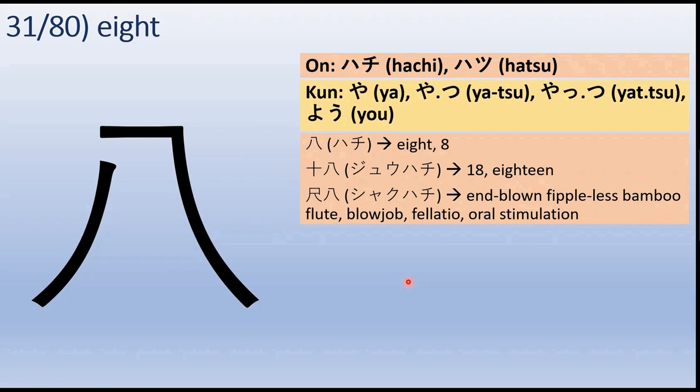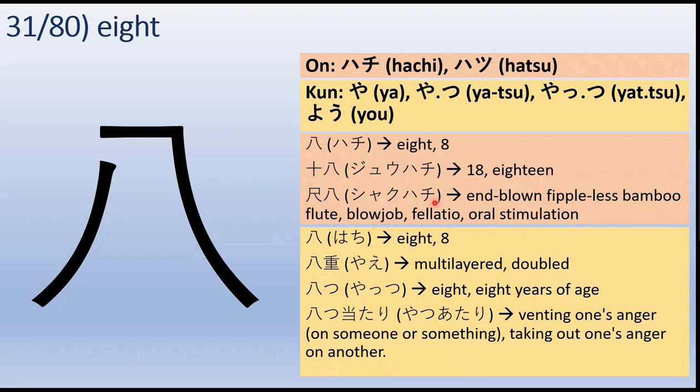Hachi means 8. Ju-hachi means 18. Ju is 10 and hachi is 8, so this makes it 18. We have seen this while studying the numerals and counting chapter. Then we have shakuhachi, which is an end-blown fipple-less bamboo flute. It can also mean fellatio, that is blowjob or oral stimulation of sexual organ.